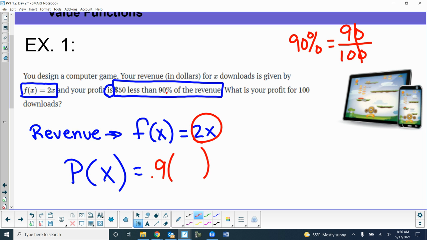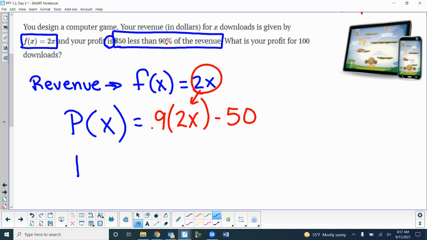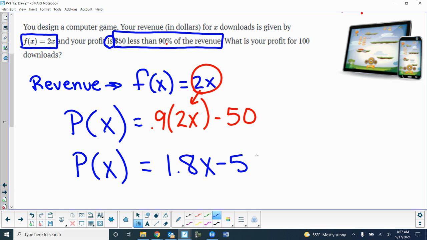What's the revenue? 2x. Less than 50, or 50 less than that. So how do I write 50 less than that? Minus 50, right? So if we simplify this, what's 0.9 times 2x? 1.8x. Yeah, 2 times 0.9 is 1.8, and then minus 50. So now we can answer the question. What's our profit, Caitlin, for 100 downloads?